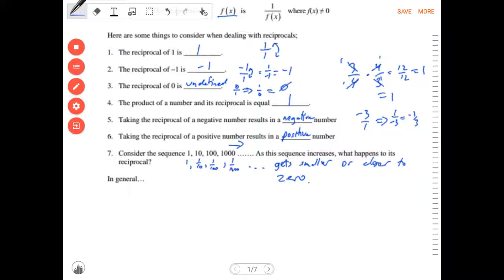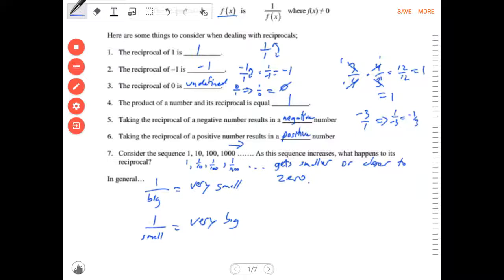Okay, so in general, I want to make a point about number 7. In general, if you take a very large number and take the reciprocal of it, so if we go 1 divided by big, if we have a really big number and I take the reciprocal of it, 1 divided by big is very small. And likewise, 1 divided by something really small is very big. Now 1 divided by 1,000, I think we can all agree that that's very small.